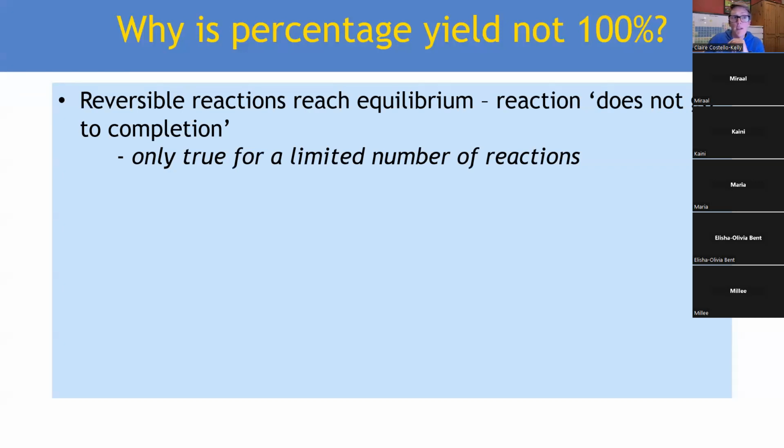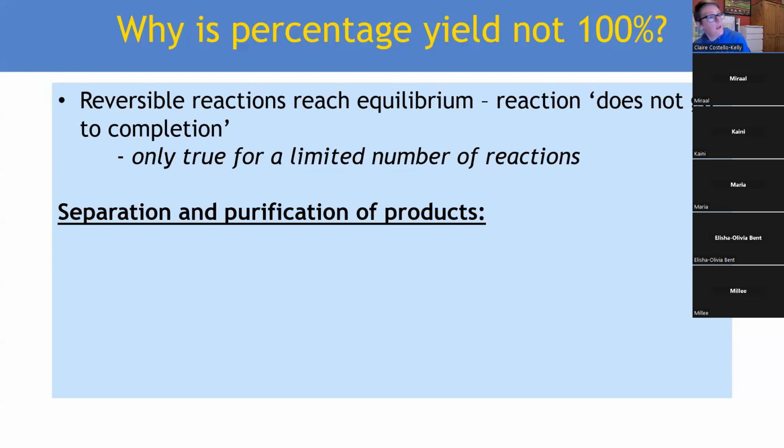So there's only a few things you do at A level, like maybe making an ester, where they do sit at equilibrium and not completely react. And in fact, a lot of the time, like the previous question, we used an excess of magnesium to make sure all the acid reacted. So you can't say that the reason we didn't get 100% yield is because not all the acid reacted. That's not going to cut it at all.